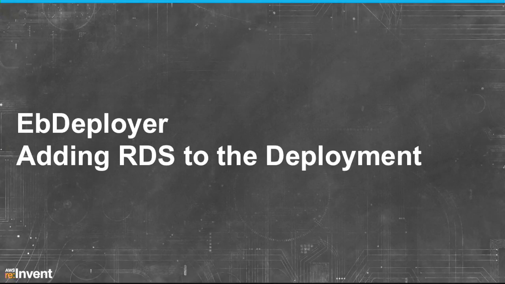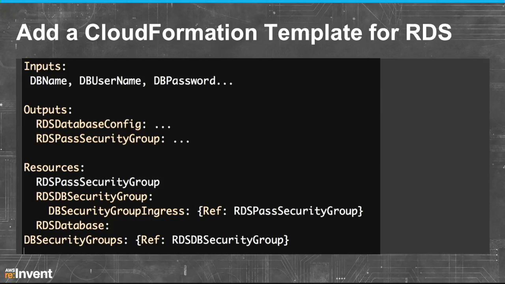So let's go through a concrete example of adding RDS to the deployment. First thing you need to do, you need to define a CloudFormation template. This is not a JSON format, it's just some pseudo code. At the bottom of the resource section of the template, you can see we're going to provision 3 resources. The RDS path security group is an EC2 security group. RDS DB security group is a security group that says only the RDS path security group can have access to this database. And the last one is the RDS database, which is the database instance itself.